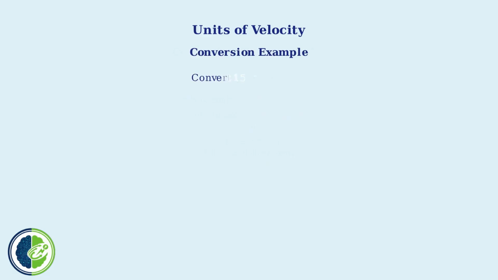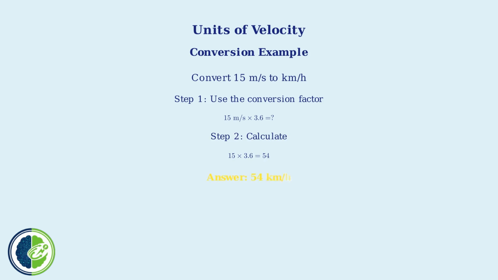Here's a quick example. Let's convert 15 meters per second to kilometers per hour. We multiply 15 by our conversion factor of 3.6. 15 times 3.6 equals 54. Therefore, 15 meters per second equals 54 kilometers per hour. Understanding velocity units and how to convert between them is essential for solving physics problems. Remember that the units come from dividing distance units by time units, and use 3.6 as your conversion factor between m/s and kilometers per hour.